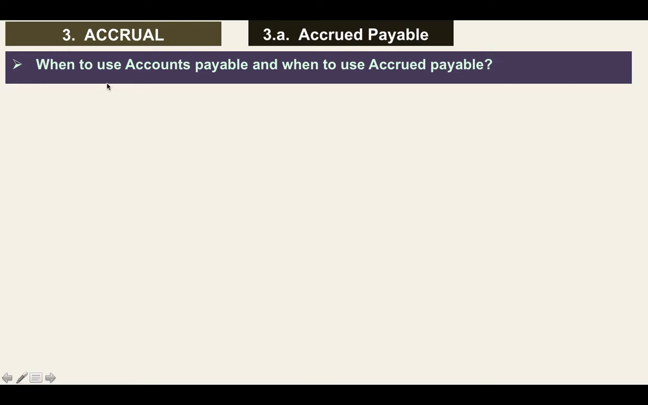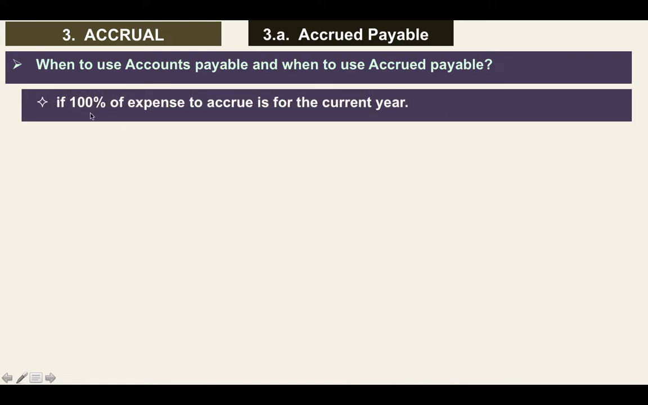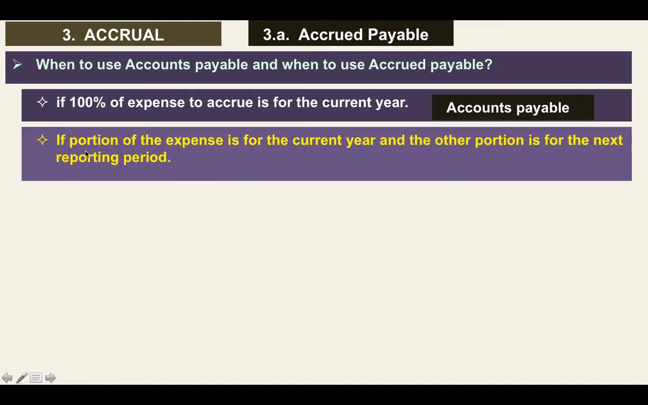Okay, class. So now we're going to discuss when to use accounts payable and when to use accrued payable. So if 100% of the expense to accrue is for the current year, yung i-record nating expense is lahat yon para sa current year, we will use accounts payable. Okay, if a portion of the expense is for the current year and the other portion is for the next reporting period, ang ibig sabihin, portion nun mapupunta sa present reporting period, and yung portion naman will be on the next reporting period, bali hati, okay? And then we will use accrued payable.